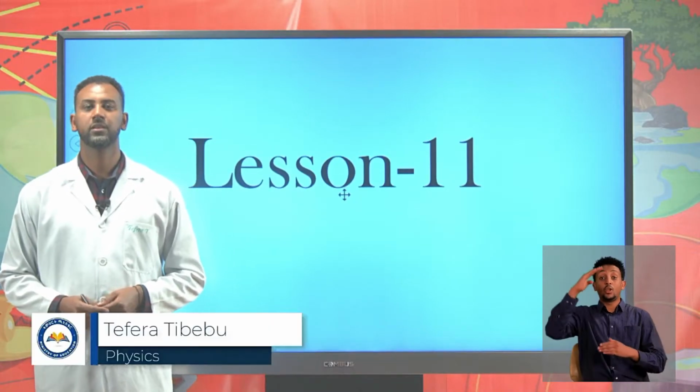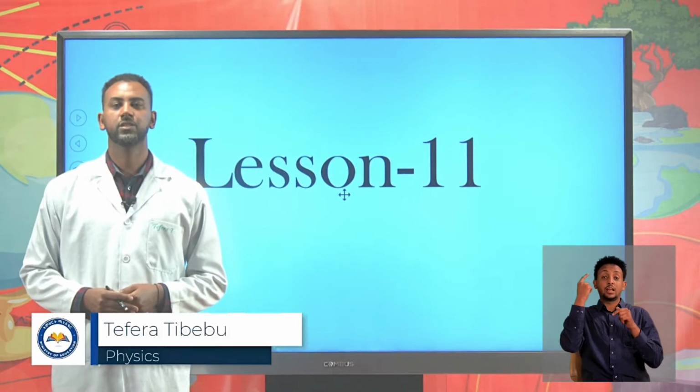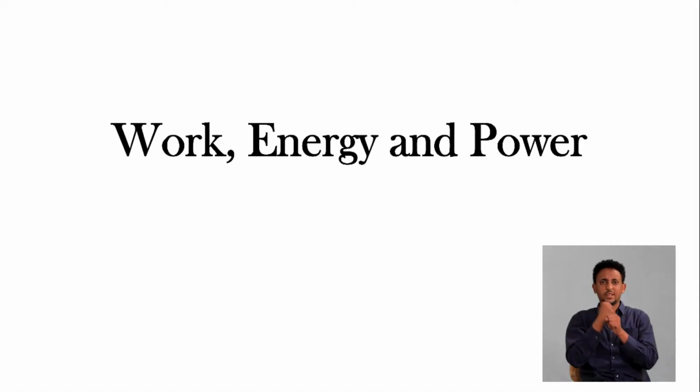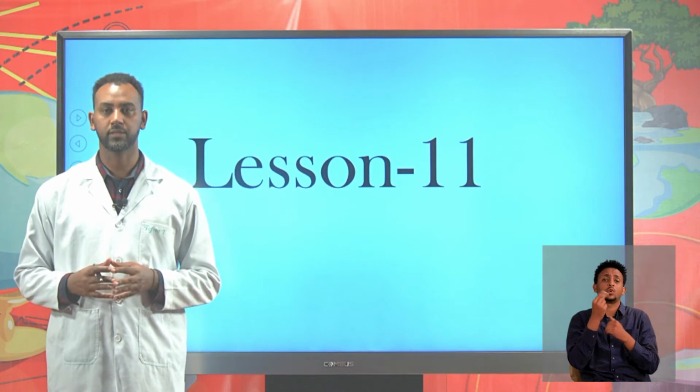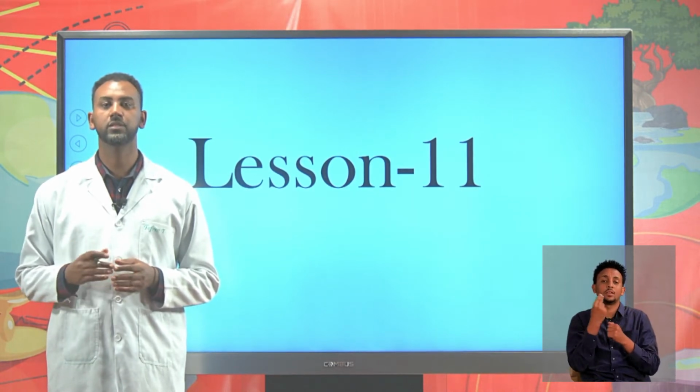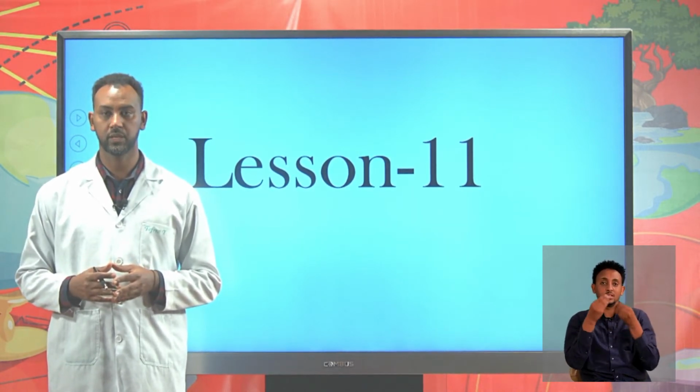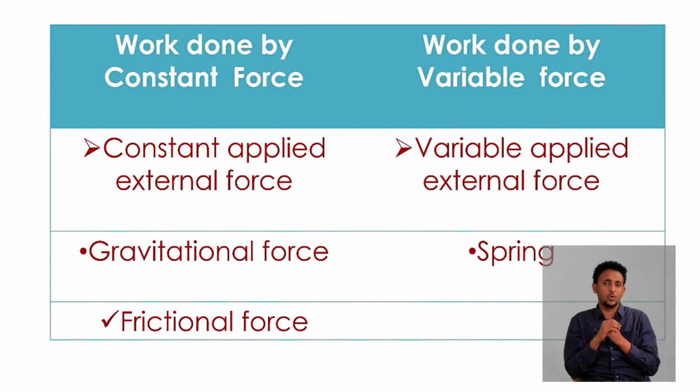Hello everyone. Previously in our discussion about work, energy and power, we saw how the dot product of force and displacement gives us mechanical work. We have also looked at work done by constant force and variable force. Applied external force, frictional force and gravitational force can be categorized under constant force. We have also looked at work done by variable force, like a spring.